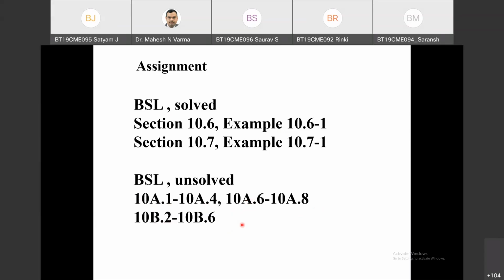Now we will touch some different aspects. This is based on convection and conduction. Four or five problems we are discussing in class, and these are the assignment problems.